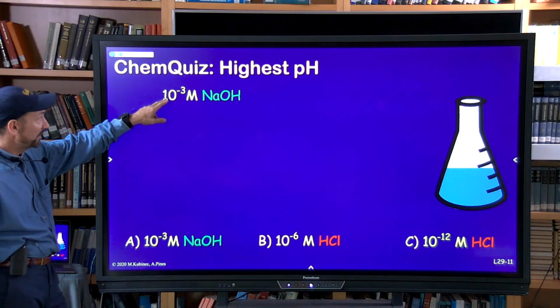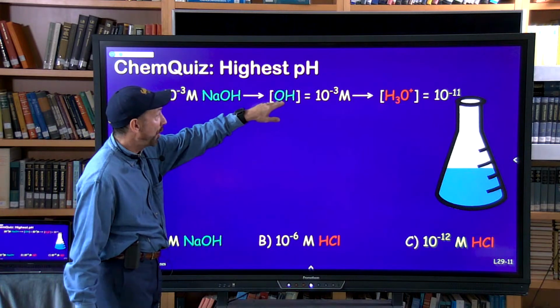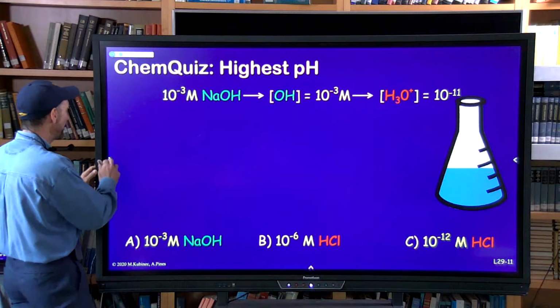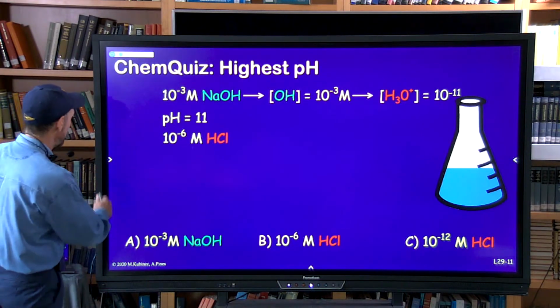So 10 to the minus 3 molar sodium hydroxide, we have sodium hydroxide, the OH minus concentration will be 10 to the minus 3. How do I know that? Do I have it in the next animation, or should I write it down? I do not. Let me write it down.